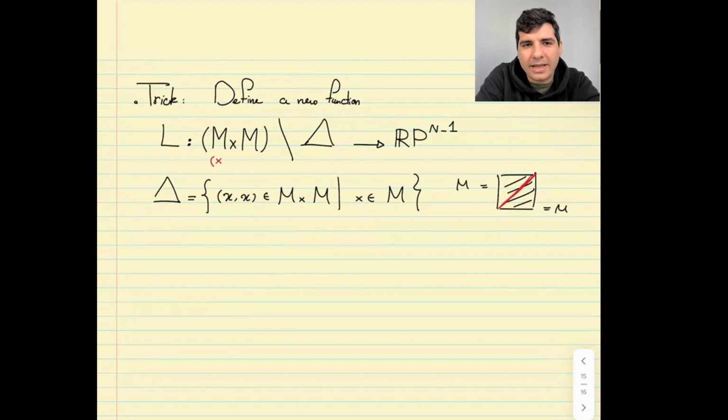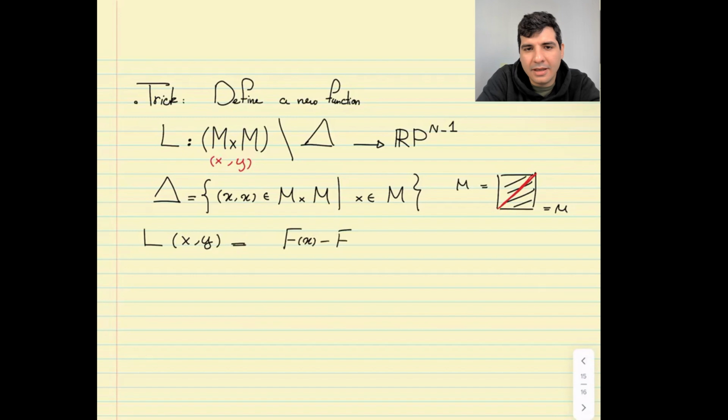Okay, so points in M times M are of the form x and y. The points on the diagonal are of the form where x is equal to y, so it's essentially x and x. So what is the definition of this map L defined on the complement of the diagonal? We take x and y, and we send it to the class of f of x minus f of y.